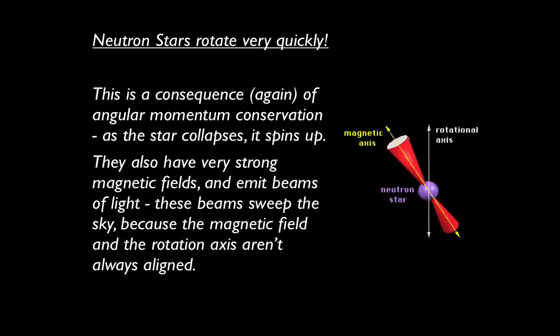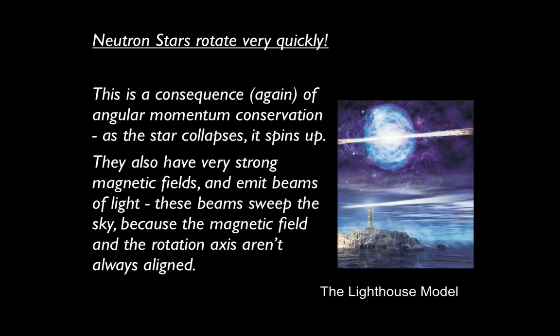Neutron stars also have very strong magnetic fields, and they emit beams of light. These beams sweep the sky because the magnetic field and the rotation axis aren't always well aligned. And you can see that in this diagram here, where you see the magnetic axis along which the light is beamed is actually offset from the rotational axis. So if you imagine this thing rotating, you'll see this beam just sort of scanning the sky. This is called the lighthouse model for pulsars, for obvious reasons, I guess.